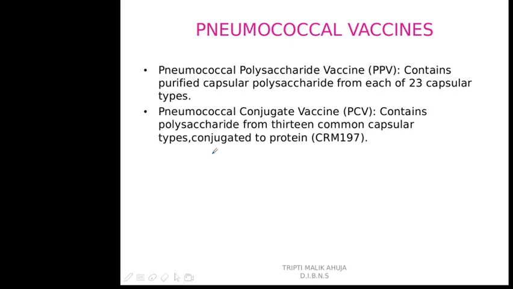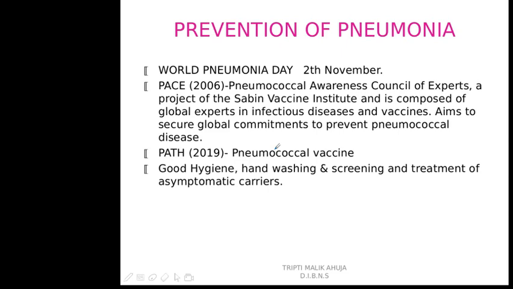The common vaccine which is given is called PPV. It contains 23 capsular types. Pneumococcal conjugate vaccine is also present, commonly given to children. This contains the polysaccharide from 13 types and is conjugated to a protein. Pneumonia can be prevented by following good hygiene, hand washing, screening and the treatment of asymptomatic carriers.